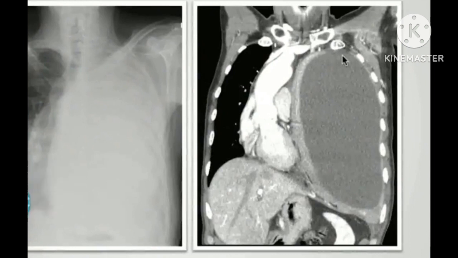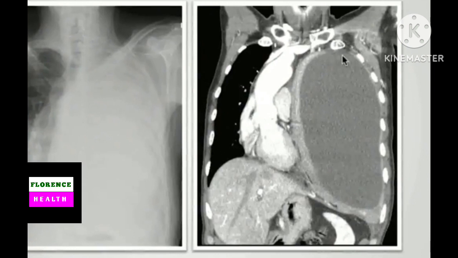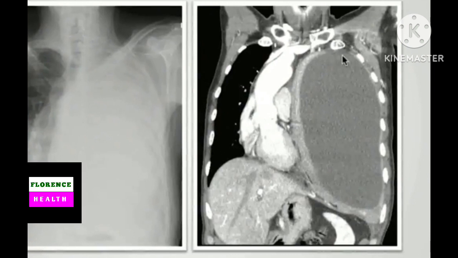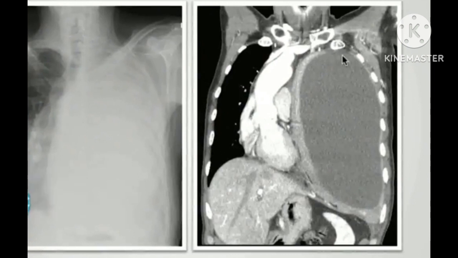By doing the next investigation, that is CT scan of thorax, it was found that there is a mass present in the left side of the thorax, which is the main culprit for tracheal deviation to the right side.